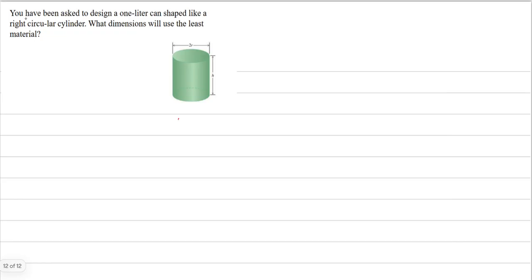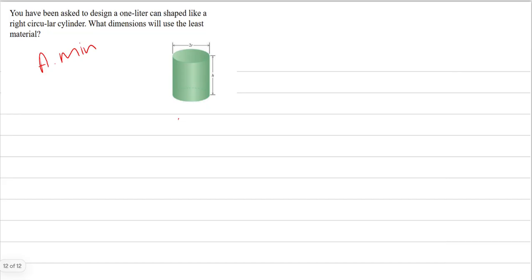So they're telling us to design a 1 liter can shaped like a right circular cylinder. What dimensions will use the least materials? So I'm asked for the least material, so I'm going to be using my absolute minimum. Now, what are they really asking us here?